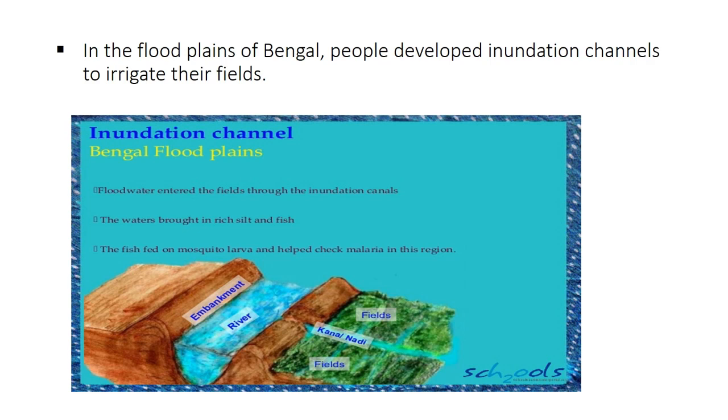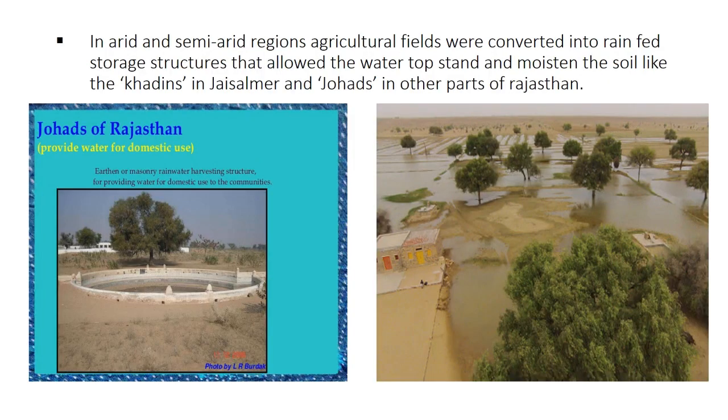While perennial canals are linked to dams and barrages to provide water, right? So this is the inundation canal. Here it has been written that water entered the fields through the inundation canals. The water brought in rich silt and fish, and the fish fed on mosquito larvae and helped attack malaria in this region. Okay, so this is the inundation channel.